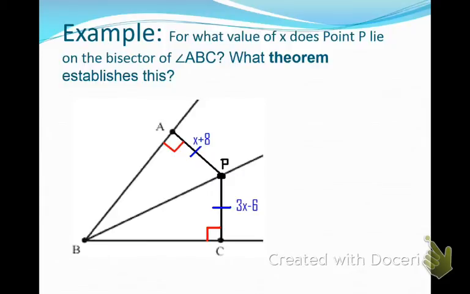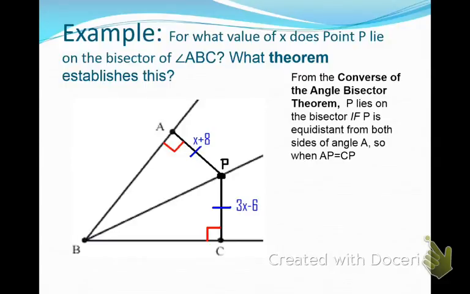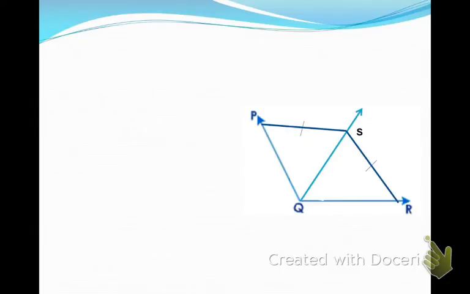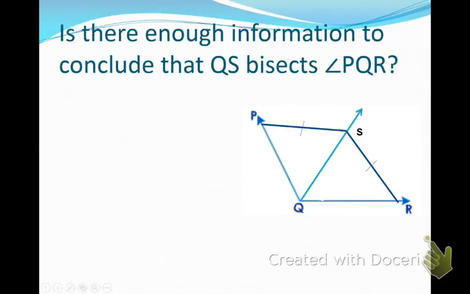For what value of x does the point P lie on the angle bisector? Okay, so we're trying to establish that BP is the angle bisector, so it would be the converse. Is there enough information to conclude that QS bisects angle PQR? Do we have enough information here?